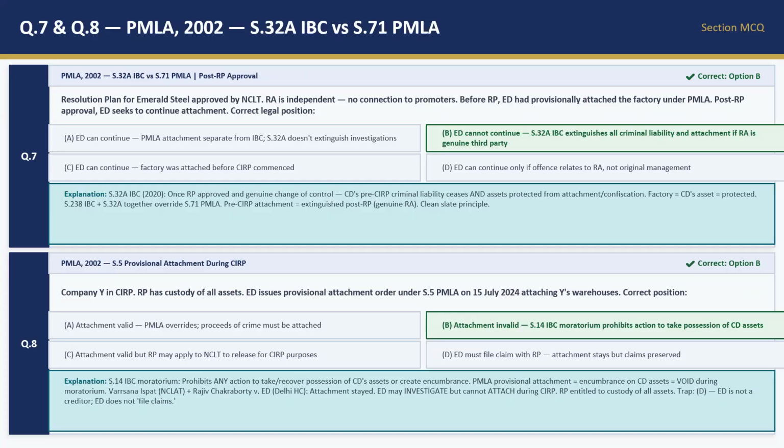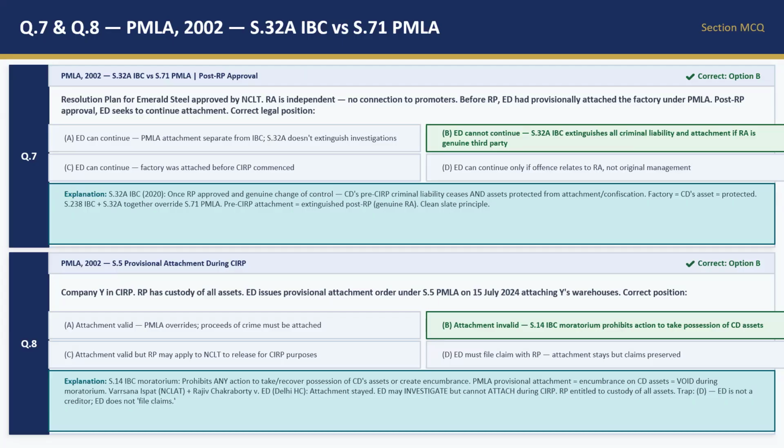PMLA. A resolution plan for Emerald Steel was approved by NCLT. RA is independent. No connection to promoters. Before resolution plan, ED had provisionally attached the factory under PMLA. Now post the resolution plan approval, ED seeks to continue the attachment. So whether ED can continue the attachment, because here the resolution applicant is independent.